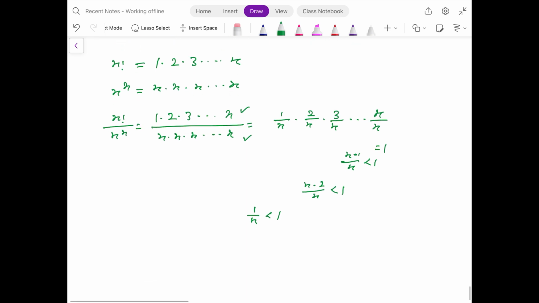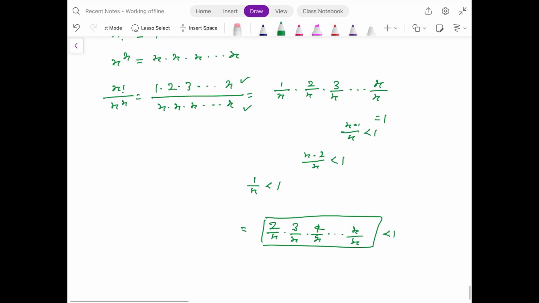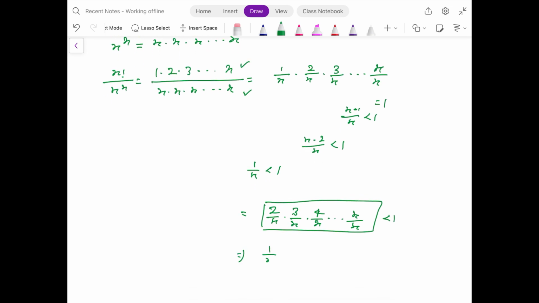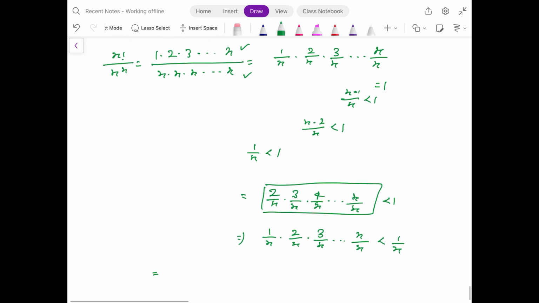That means if we multiply 2 divided by x, multiplied by 3 divided by x, multiplied by 4 divided by x, up to x divided by x, the product of these quantities will always be less than 1. That means the quantity 1 divided by x multiplied by 2 divided by x multiplied by 3 divided by x up to x divided by x will be less than 1 divided by x. That means x factorial divided by x raised to x will be less than 1 divided by x. Consider this as inequality I2.